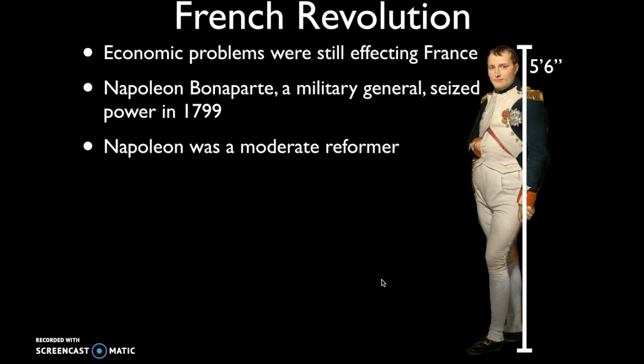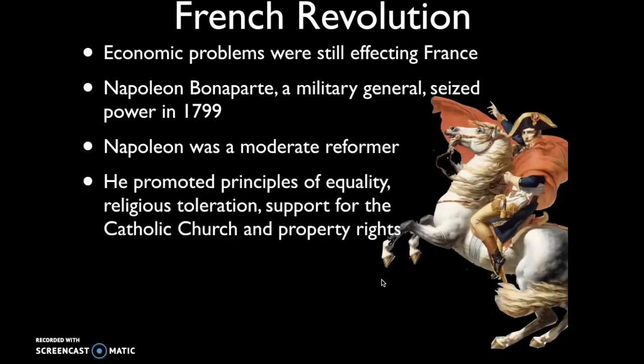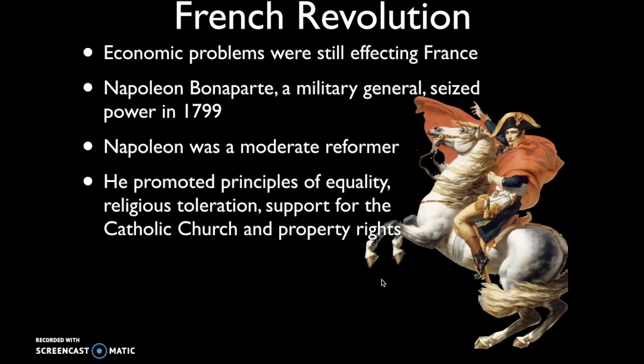Again, he's going to seek to moderate and move away from these more radical ideas that were part of the movement by the Jacobins. And so he's going to promote principles of equality and property rights. So he's going to want to abolish titles of nobility. In that sense, he embraces the ideas of the revolutionaries. However, he's not going to radically seek to seize property on behalf of the state and redistribute it.